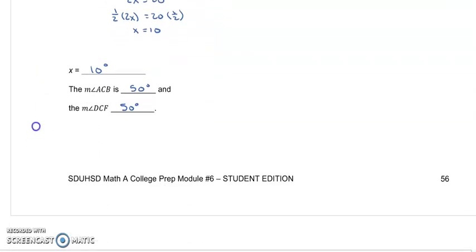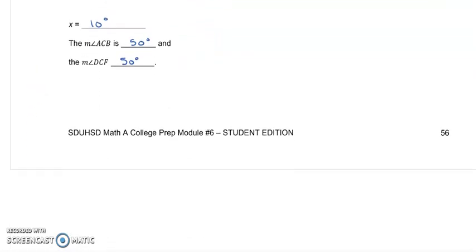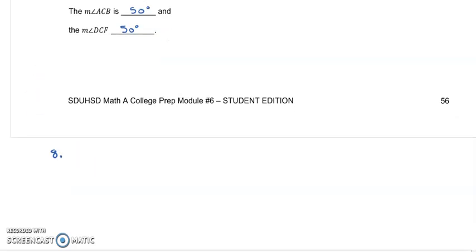Now, as I said in the last video, we're going to add another question here. We're going to add question 8, because you're going to see some like this on your homework and I don't want it to throw you off. Question 8 says angle ABC and angle XYZ are complementary angles. And you can do this problem just on the back of your page.